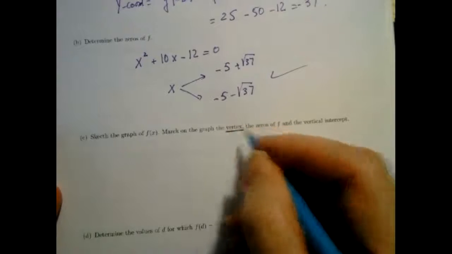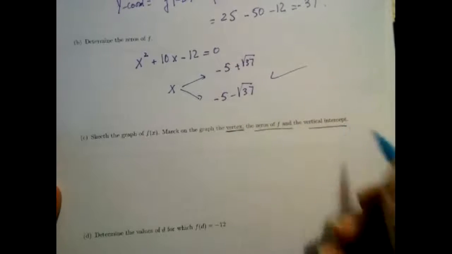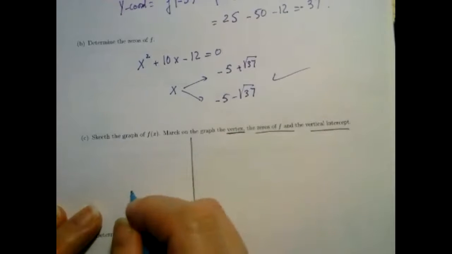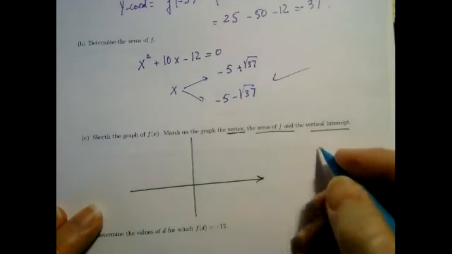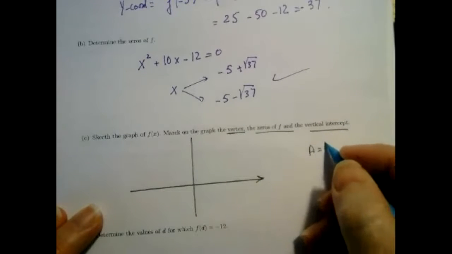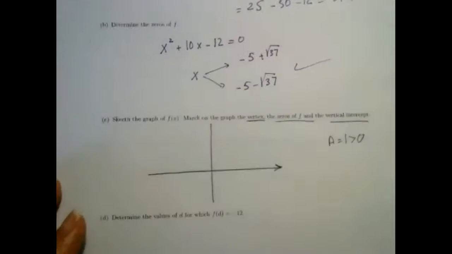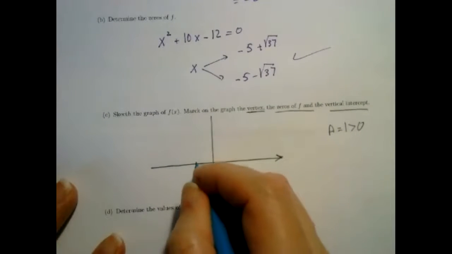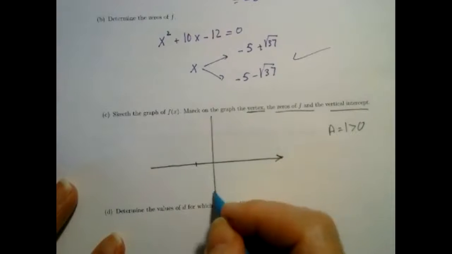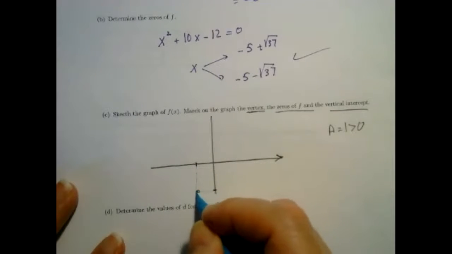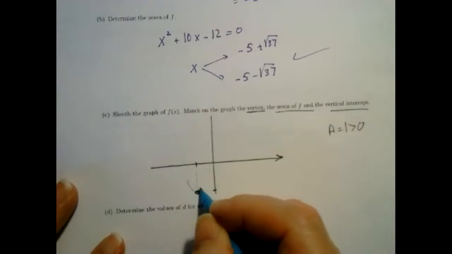Mark on the graph the vertex, the zeros, and the vertical intercept. So the graph is a parabola. The a is 1, which is positive. It means it's a parabola going up. The vertex, what is the vertex? Minus 5 is the x coordinate, minus 37 the y coordinate. That's the vertex. So it's going to go like this.